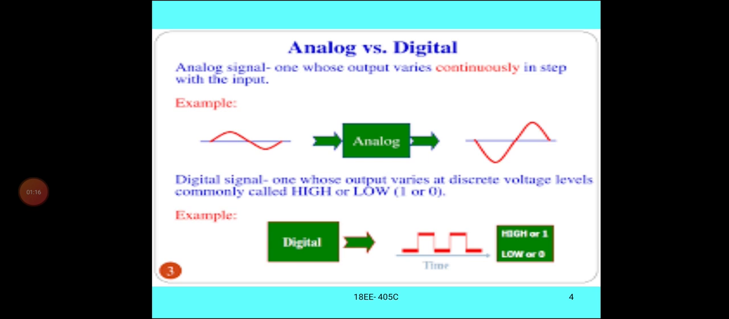The slide shows analog versus digital signals. An analog signal is one whose output varies continuously in step with the input. Example, the sinusoidal signal, which is continuously varying as a function of time. A digital signal is one whose output varies at discrete voltage levels, commonly called high or low, 1 or 0. Digital signal, the square wave shown. Logic 0 level, logic 1 level, low level or high level.